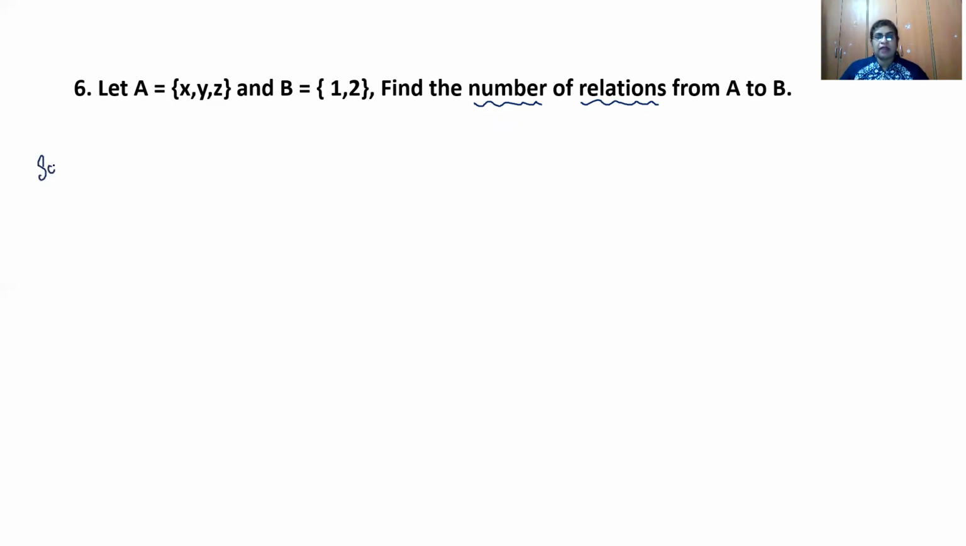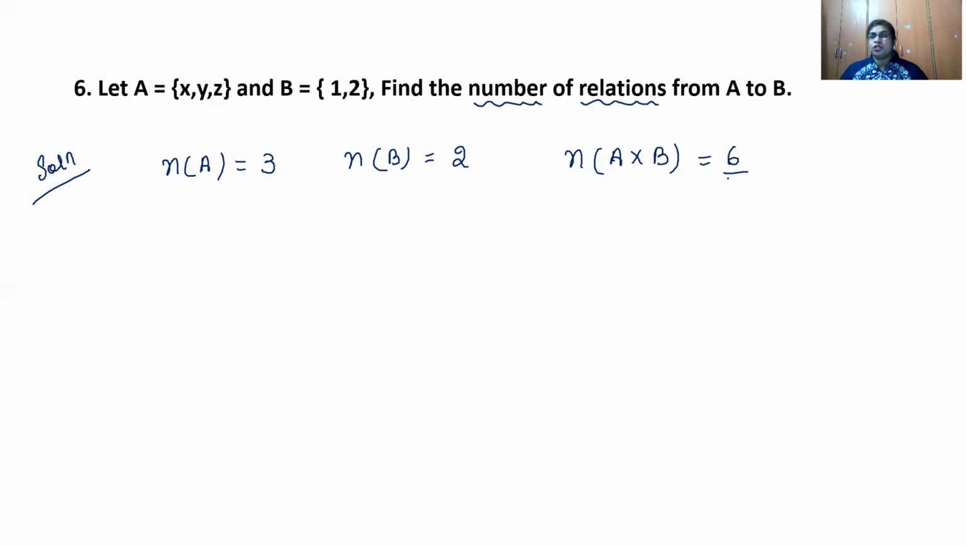So here we have the solution. How many elements are there in A? The number of elements is 3. Next, how many elements are there in B? That is equal to 2. So how many elements should there be in A cross B? The number of elements in A cross B is 3 into 2. This has to be 6.